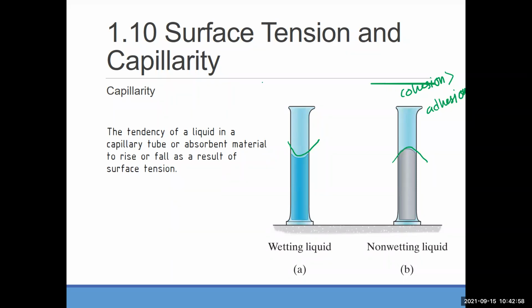So what they are doing here, cohesion is smaller than the adhesion. That's why they are making more stronger bonding with the glass or the container here. Okay. And this tendency is called the capillarity. And for the wetting liquid, that is the condition. For the non-wetting liquid, that is the condition.